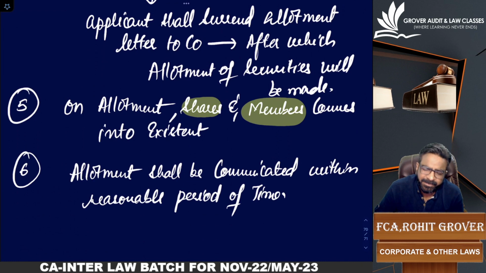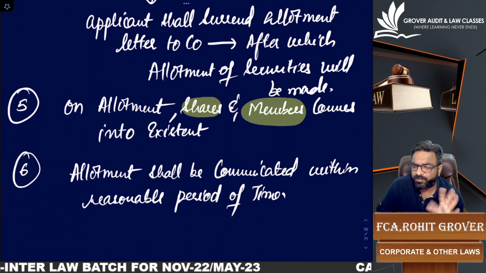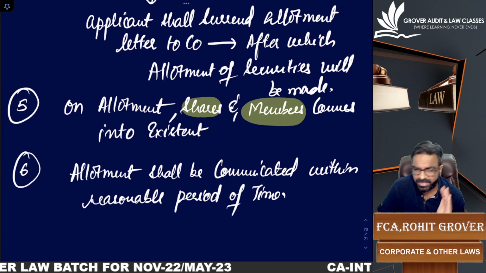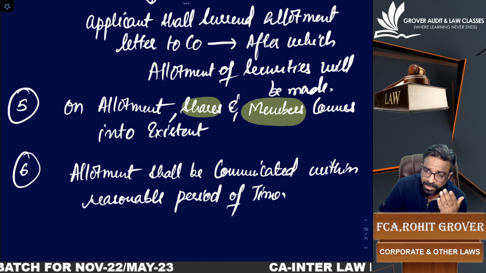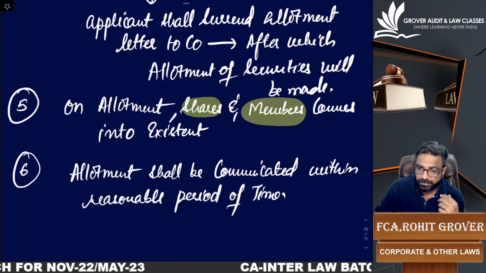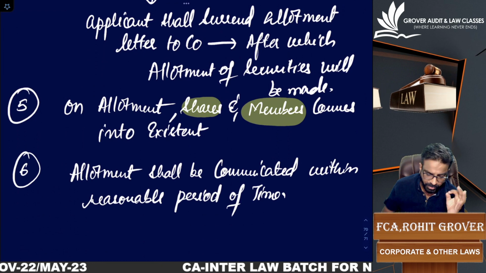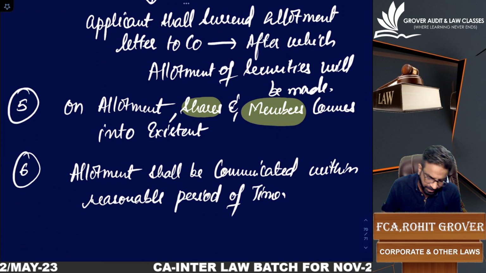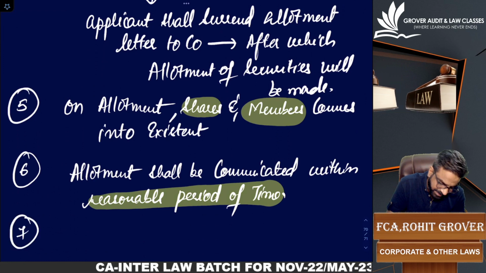Now tell me one thing. If the allotment is communicated to you within 3-4 days or 5 days, is it called a reasonable period of time? Yes. But if the allotment is communicated to you after 1 year, is it a reasonable period of time? No, sir. The allotment must be communicated within which period of time? Reasonable period of time.